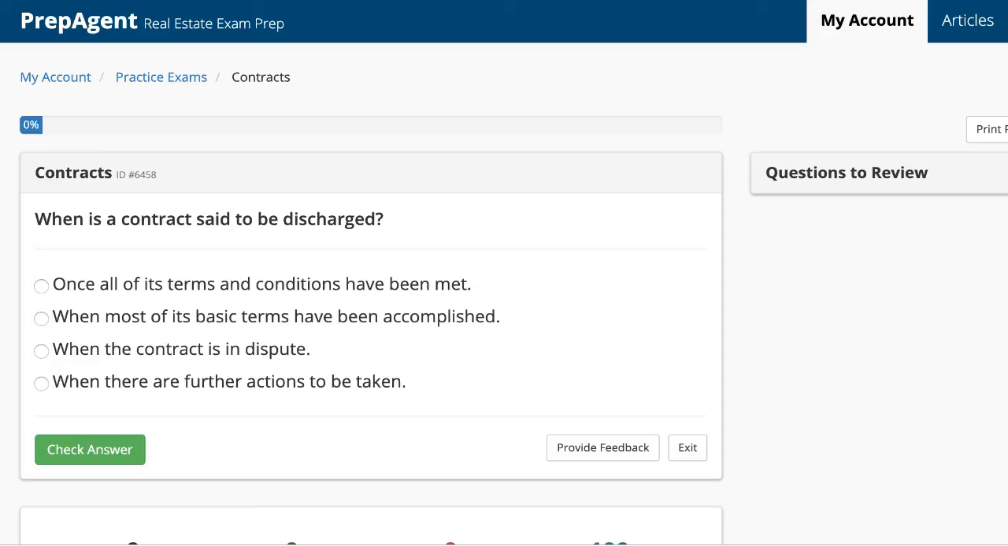Why is it unenforceable and not void? What do you guys think? Bridget says because it had all the essential elements when created. Nice job, Bridget. Way to step up.